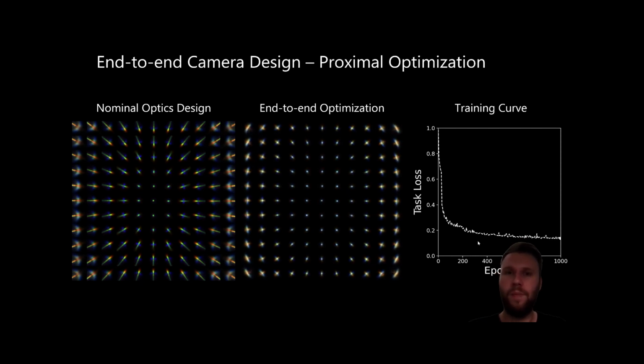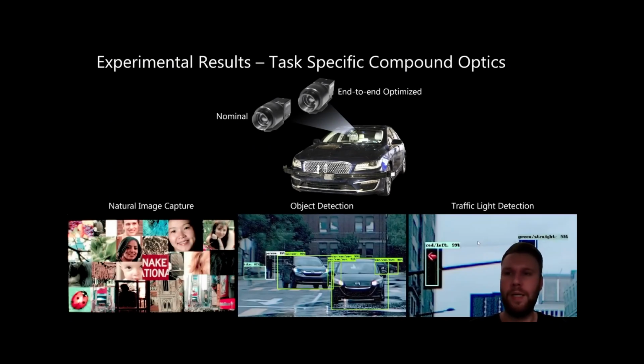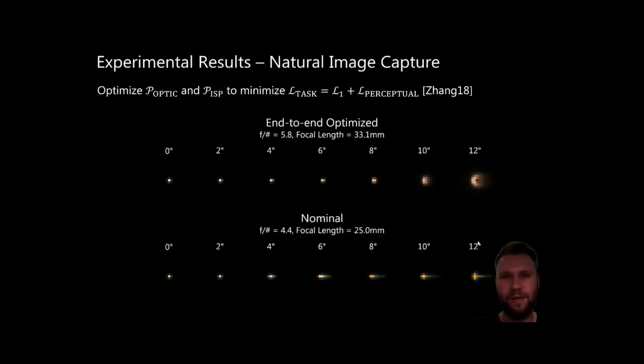And all of this is done on a proxy function using first order stochastic gradient descent. Now we can not only minimize spot size, but we can also implement domain-specific optics for different tasks. And here I want to look at 3 different tasks. The first one would be natural image capture. So here we define a task function that places a perceptual loss on the output of the raw image that is captured by a simulated optical system plus sensor, and then piped through an ISP.